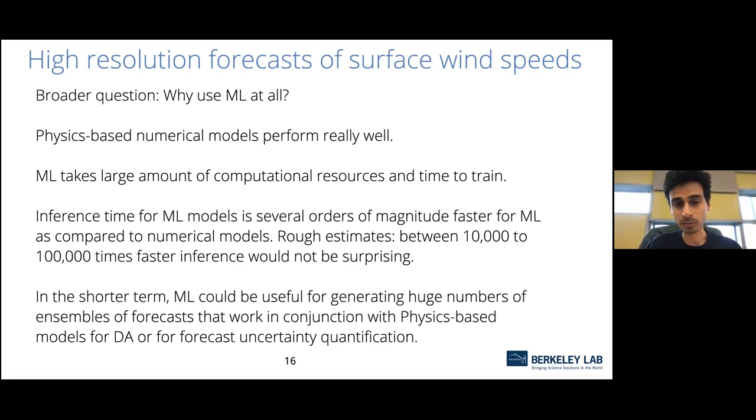But in the shorter term, machine learning could be really useful for generating huge numbers of ensembles of forecasts that could work in conjunction with physics-based models, either for data assimilation or for forecast uncertainty quantification.